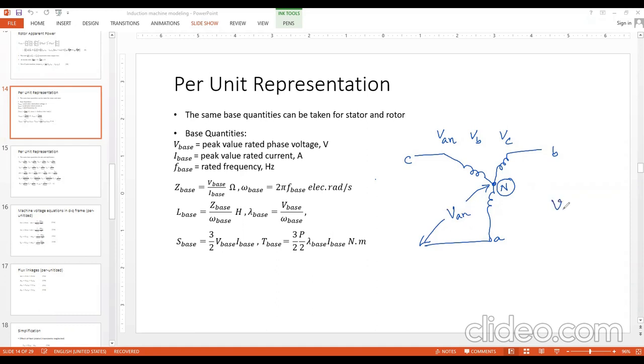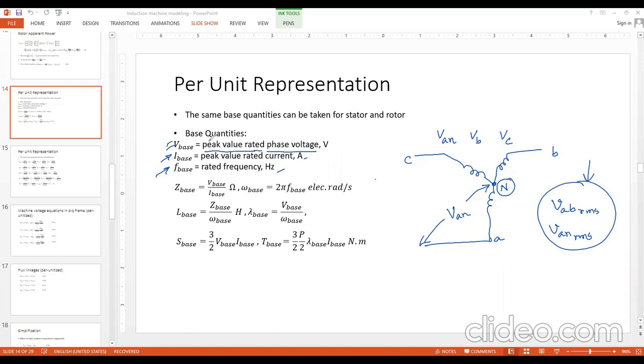Otherwise, you could also take VAB, that is the line to line voltage. You could also take VAN RMS or VAB RMS. So there are different possibilities, okay? But in this case, in the book, they have taken the peak value of the rated phase voltage as the base quantities, but there are some other possibilities that you could go for. Similarly, the base current is taken as the peak value of the rated current, that is ampere. The frequency base is the rated frequency in hertz. So these are the base quantities.